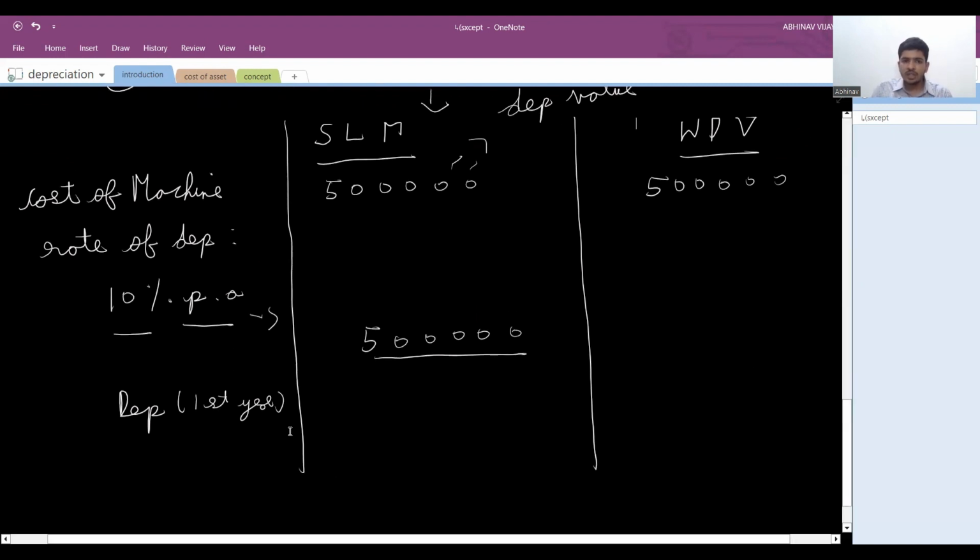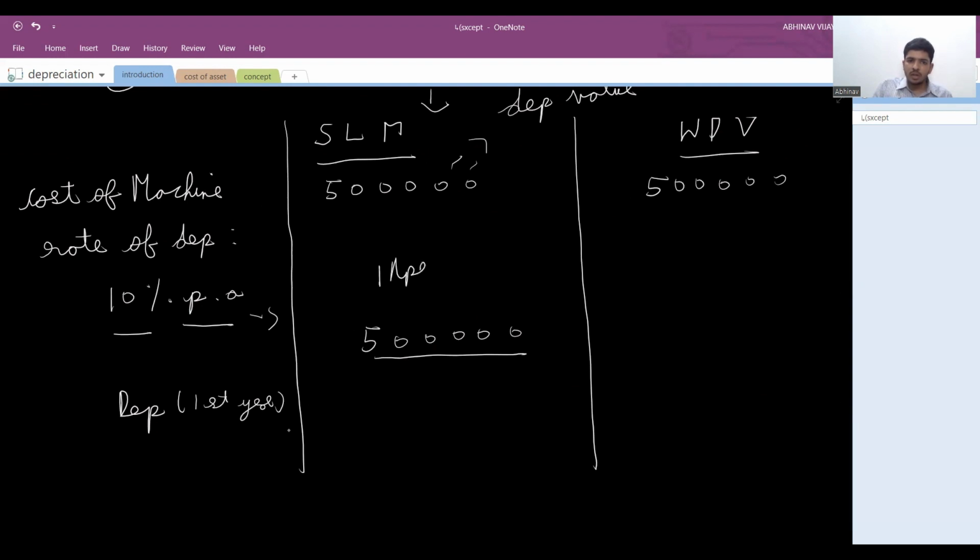So first year depreciation. Example, you buy this on 1st April 2022. And at the end of 31st March 2023, it's been 1 year, the whole financial year. So 10% per annum on 5 lakh is, at the end of the year, you charge 50,000. That is 10% on it.